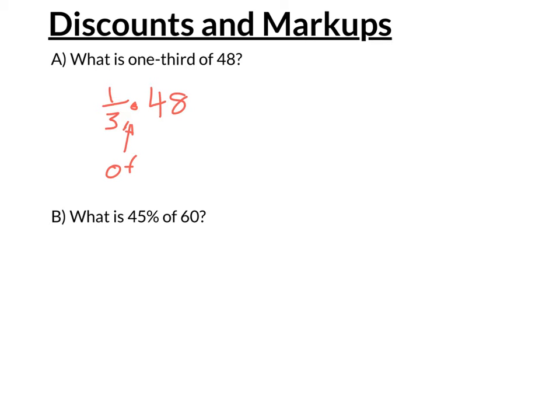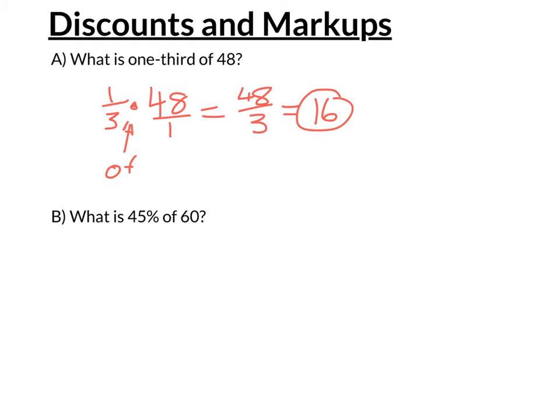So to do 1/3 times 48, I have to make this 48 over 1, and then I just multiply straight across. 1 times 48 is 48. 3 times 1 is 3. So now my fraction, 1/3 of 48, equals 48 over 3, and I can simplify that because I know that 48 over 3 equals 16. So 16 is 1/3 of 48, and we found that by multiplying.